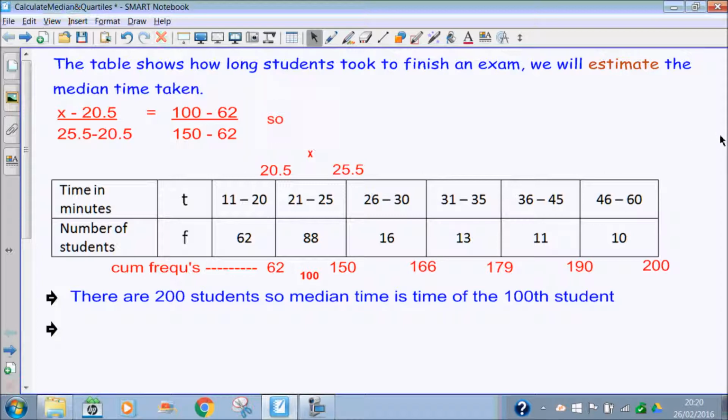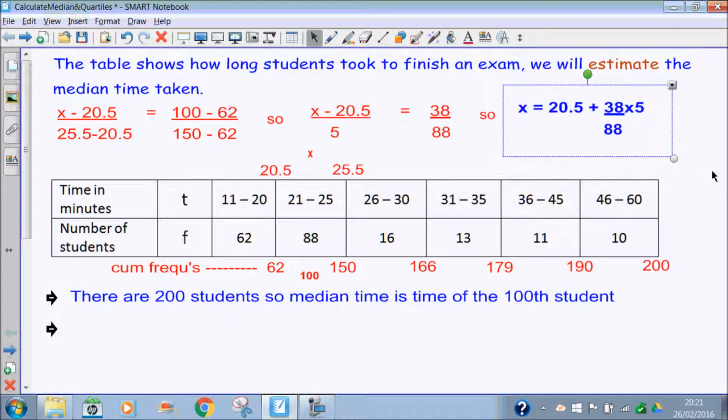All we have to do now is simplify this equation and then get the value of x. And this gives us a value of 22.7 minutes.